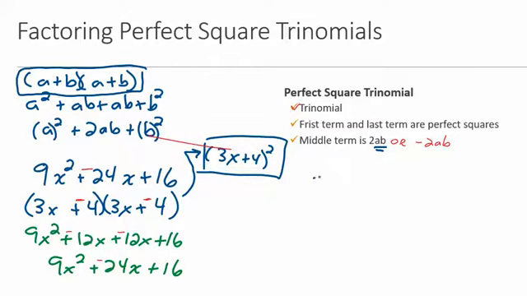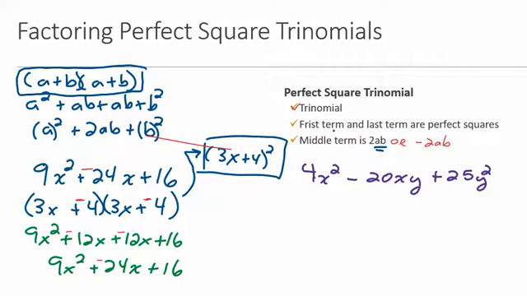Alright, I paused the video there for a second to make some room for one more example. Let's say we had 4x squared minus 20xy plus 25y squared. Alright, I want you to just pause the video for a second and go through the checklist and see if you think this is a perfect square trinomial.